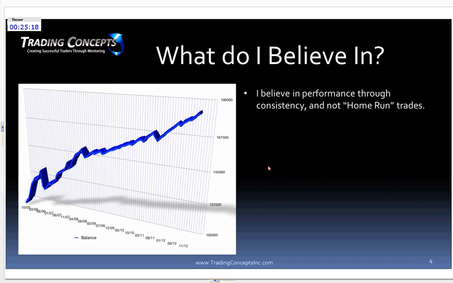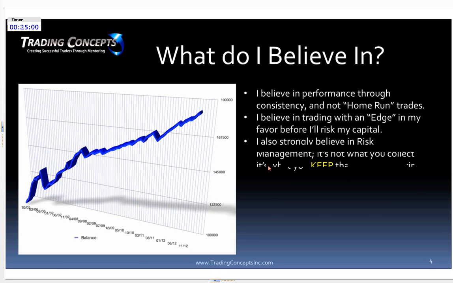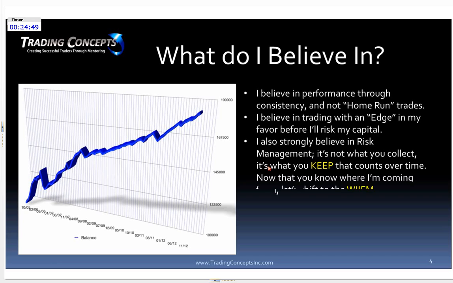What else do I believe in? I believe in consistency and performance and not home run trades. I'm not one of these guys that's knocking the ball out of the park and swinging and missing and stuff like that. I believe in consistency and trying to every day push the stone a little further up the hill. So I believe in trading with an edge in my favor before I will risk my capital. I also believe in risk management. If you trade options especially, you have to understand risk management. It's not what you collect, it's what you keep that counts over time.